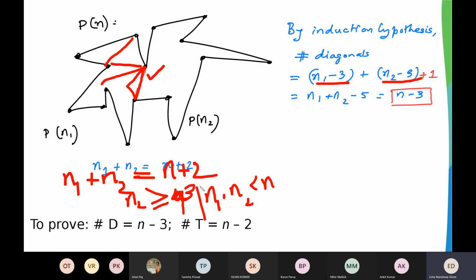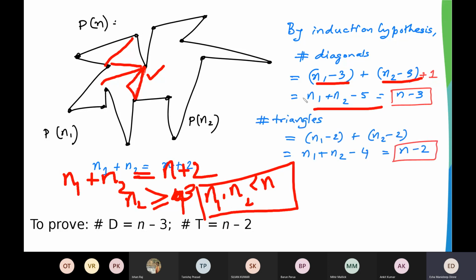From the induction hypothesis, we know that the number of diagonals in each of the parts is n1 minus 3 and n2 minus 3. You add them up, and the total number of diagonals in the final polygon should be n1 plus n2 minus 5. We also know that n1 plus n2 is n plus 2. So the whole thing is n minus 3.